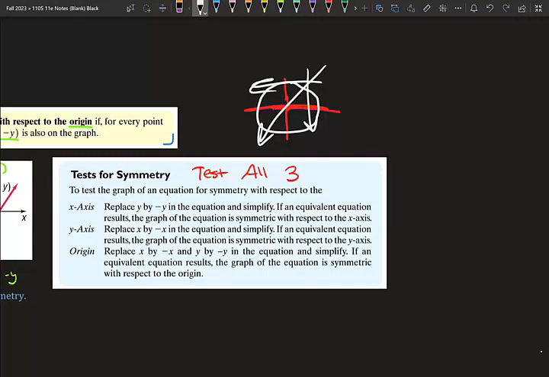It could be x, y, and origin. It could be two of them. It could be one of them. Or it cannot be symmetric at all.